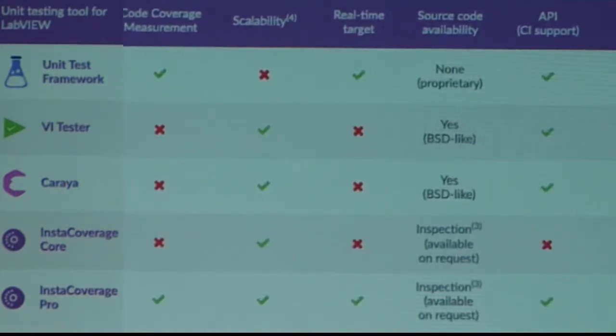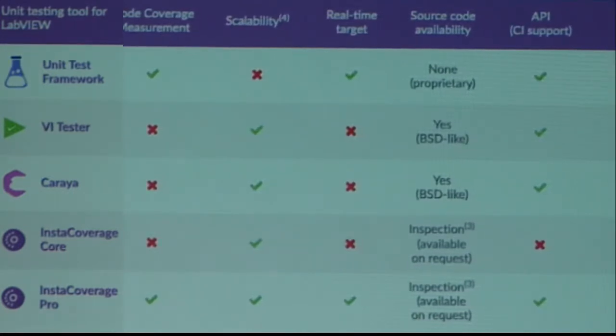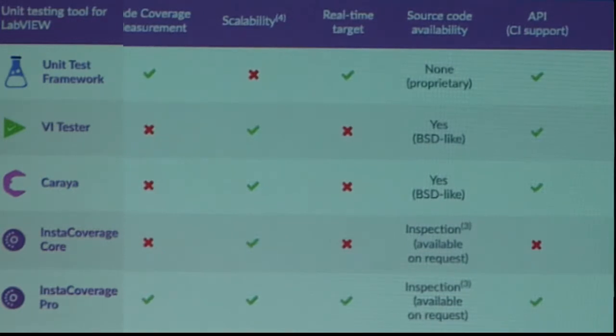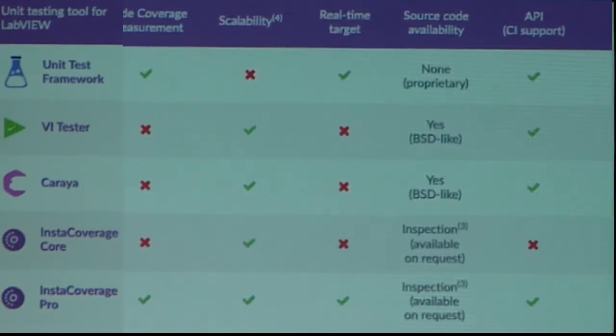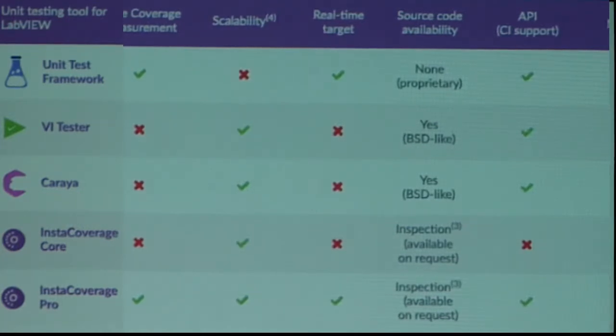So it's similar to coverage. The UTF supports executing the unit test on a real-time target. InstaCoverage Professional supports it. The other tools do not. Source code availability.